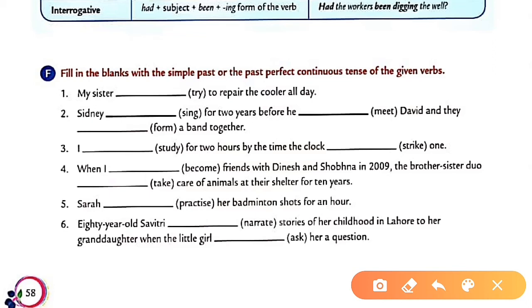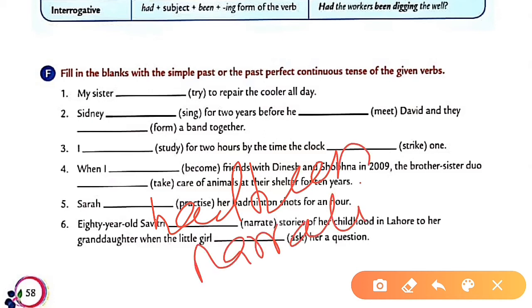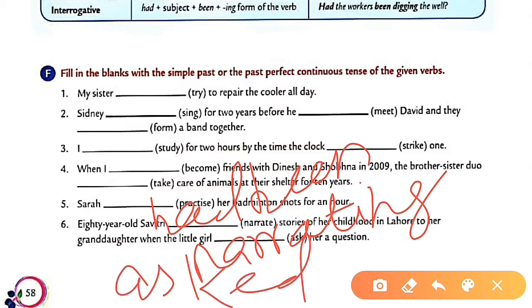Number six. 80 year old Savitri had been narrating stories of her childhood in Lahore to her granddaughter when the little girl asked a question. Asked is simple past tense.